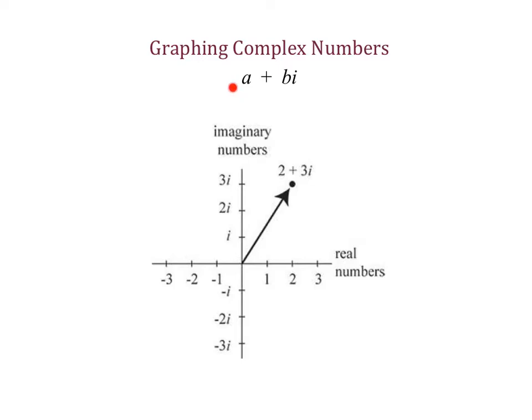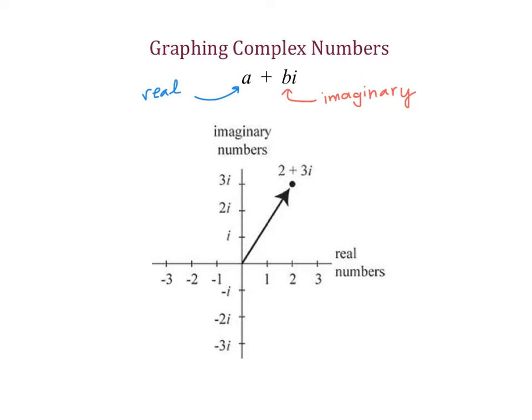So remember, a complex number is a number that has an imaginary portion. So it's in the form of a plus bi, and we call a the real part of the complex number, and then bi is the imaginary part of the complex number. So it is possible to graph complex numbers. However, we do need to graph them on an imaginary axis.